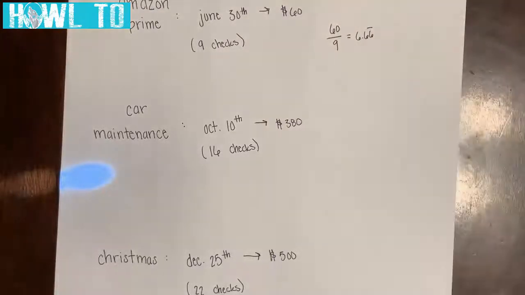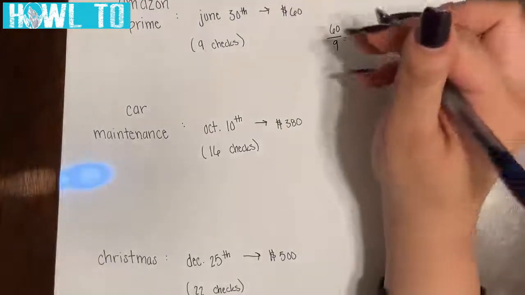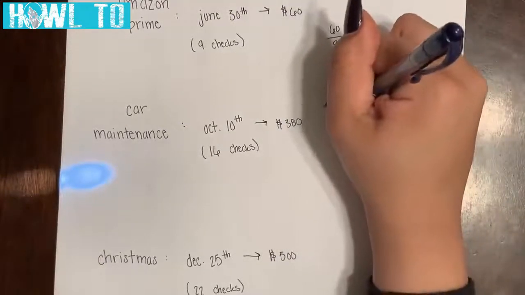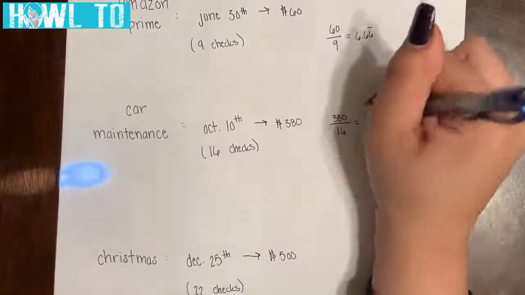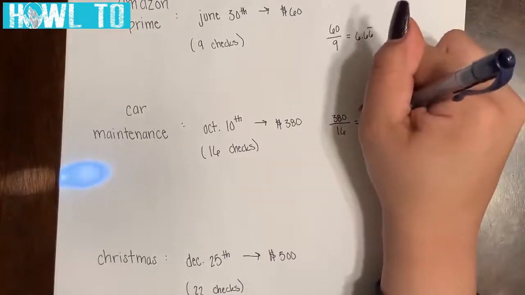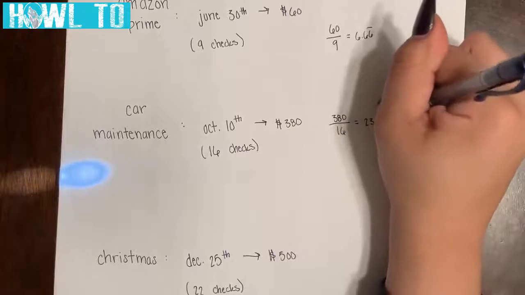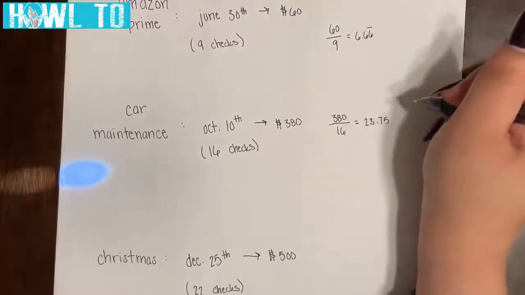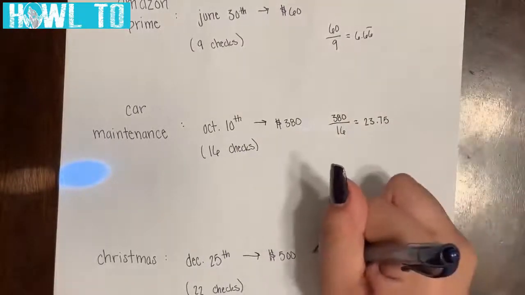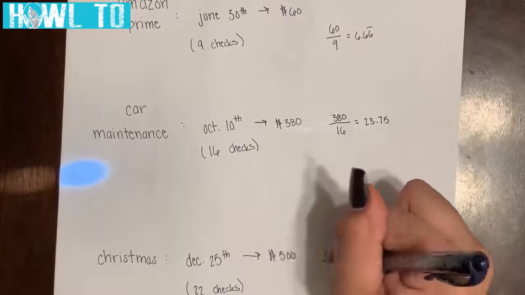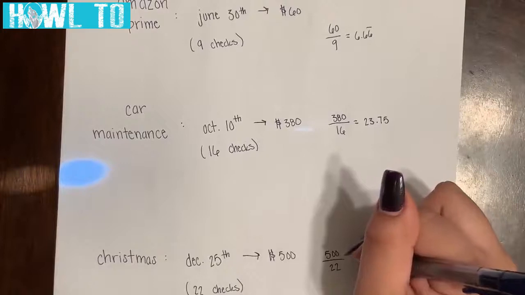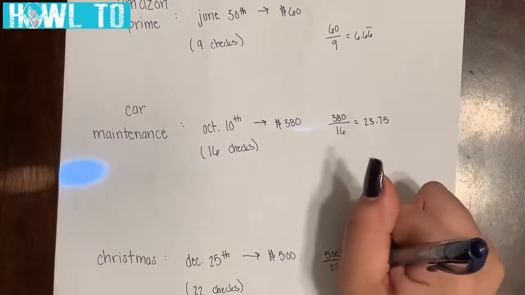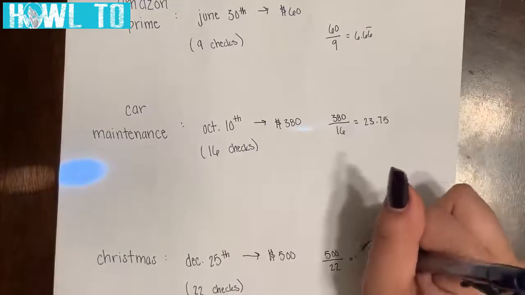And next we will be calculating the payment for the card tags. So we will be taking $380 and dividing that by 16. That gives us 23.75. And next is Christmas, so $500 divided by 22, and we get 22.72.